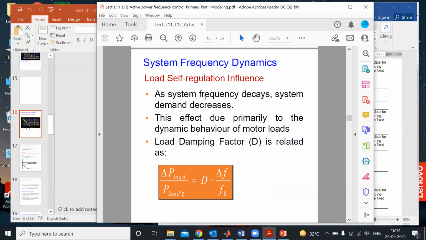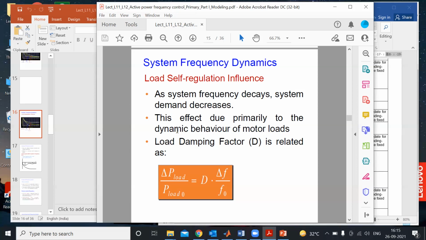That means this demand decrease we experience is mainly from dynamic load, which could be a motor load. When the frequency has dropped, the power drawn and the torque developed by the motor are reduced, and thus the demand by the motor at a reduced frequency is comparatively less.